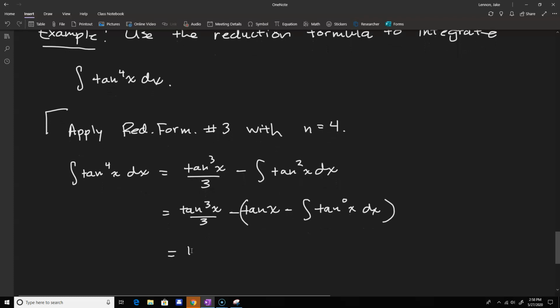We end up with the tangent cubed of x over 3 minus the tangent of x, and then the two negatives, and integrating 1 gives us x plus our constant of integration. And that is all we have to do. So we didn't have to go through any of the complicated substitutions or rearranging things with trig identities. We just applied the reduction formula twice. So maybe I should mention that here by reduction formula number 3 again.